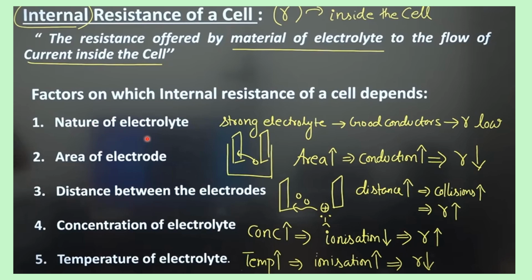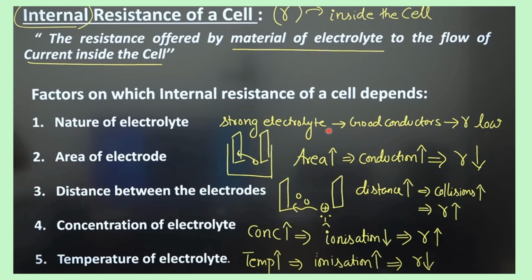First one, nature of an electrolyte. When you have a strong electrolyte, you know strong electrolytes are good conductors of electricity. With good conductors, ionization takes place very easily. When ionization is more, you get more ions. When the number of ions is more, they can move very easily within the conductor. Therefore the opposing force will be very low, so resistance will be less when you have a strong electrolyte.